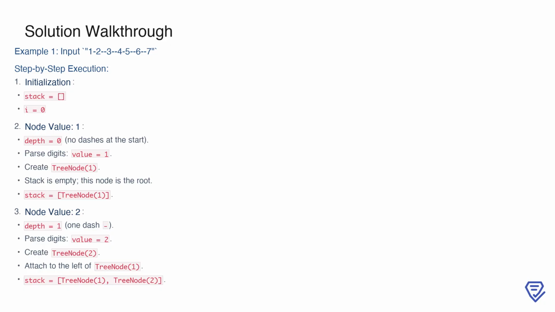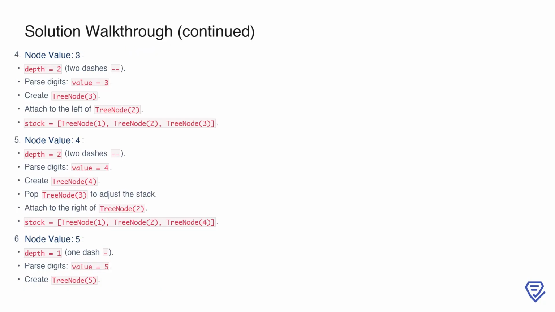After parsing the digits, we find the value is 2. We create tree node 2 and attach it to the left of tree node 1, as it is the next child at this depth. We then push tree node 2 onto the stack to keep track of our current position in the tree. The next node value, 3, is preceded by 2 dashes, suggesting a depth of 2.